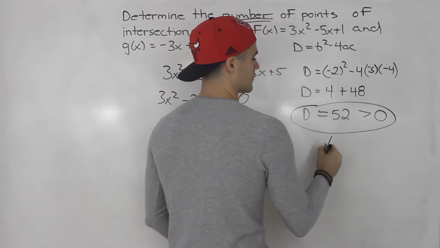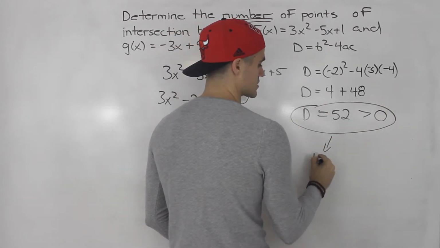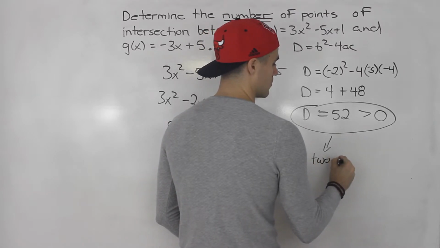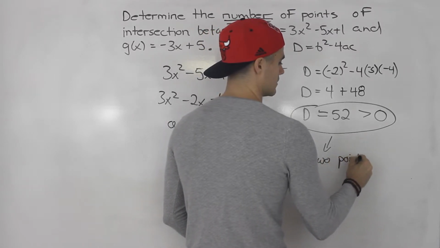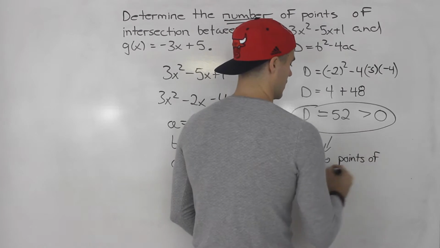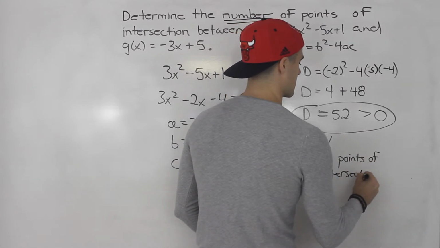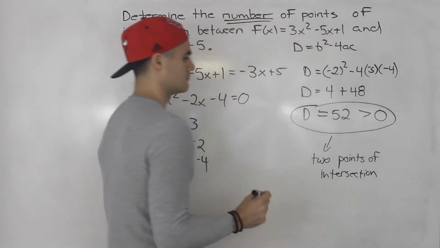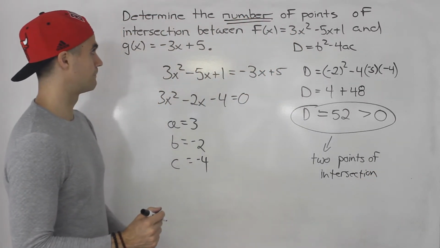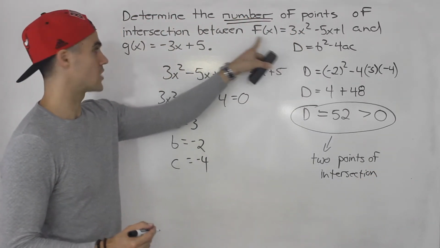What does that mean? That means there are two solutions, so there's going to be 2 points of intersection between this quadratic and this line.